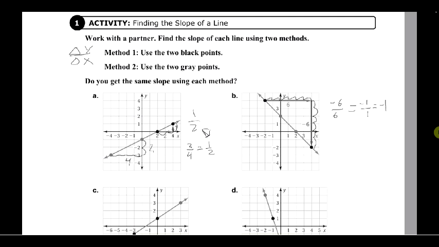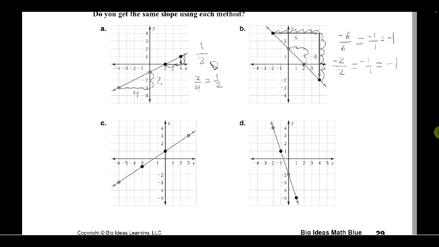Let's look at this here. If we see the change in x, again, is 1, 2, and the change in y is down 1, 2, or -2. So that's like saying -2 for the y over 2 in the x equals -1 over 1, or just equals -1. Same thing. Down yonder, we'll have c and d.